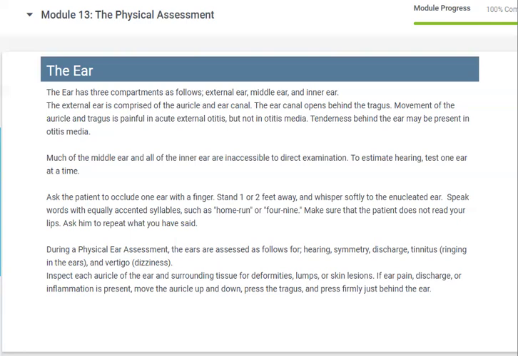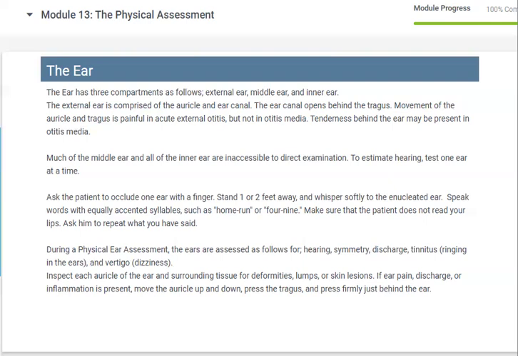To estimate hearing, test one ear at a time. Ask the patient to occlude one ear with a finger. Stand 1 or 2 feet away, and whisper softly to the occluded ear. Speak words with equally accented syllables, such as home run or 4-9. Make sure that the patient does not read your lips. Ask him to repeat what you have said.